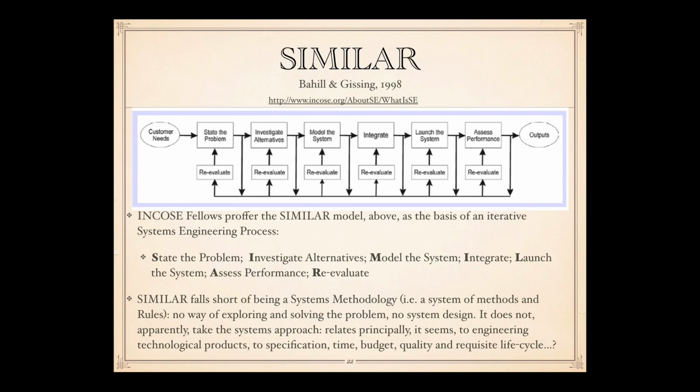This is a model produced by Behill and Gissing in 1998, so after the previous one. And this is quoted by Nkosi as the basis of an iterative system engineering process. And similar stands for state the problem, investigate alternatives, model the system, integrate, launch the system, assess performance, and re-evaluate. Similar falls rather short of being a systems methodology. There is no way of exploring and solving the problem, and no system design. It does not apparently take the systems approach, and it relates principally, it seems, to engineering technological products, to specification, time, budget, quality, and requisite life cycle. Interesting to show as a process. Although there's so much iteration, I'm not quite sure what the process is.